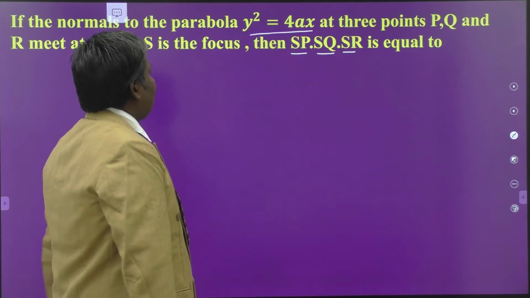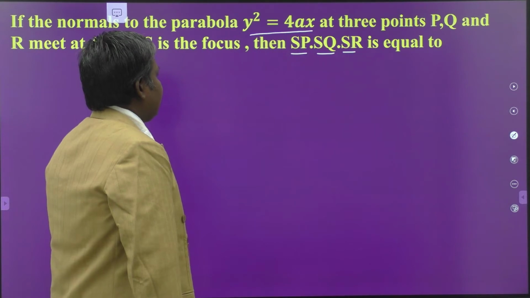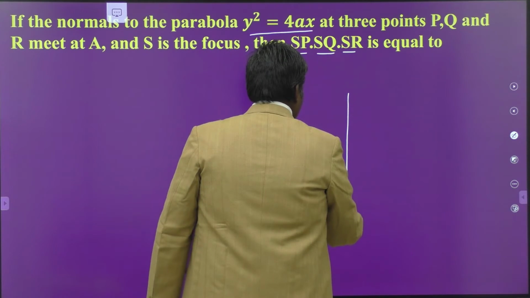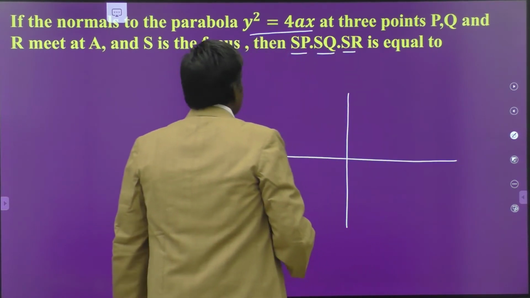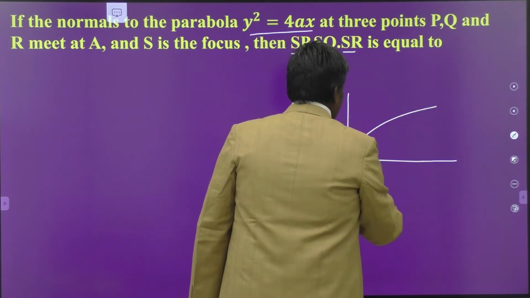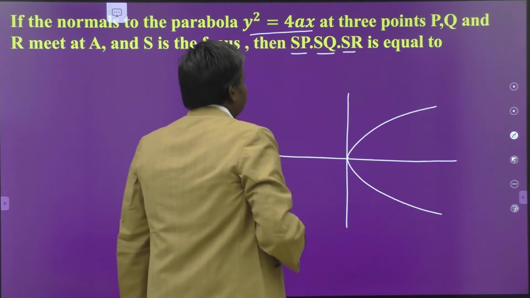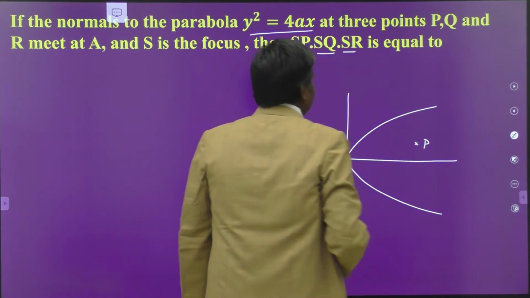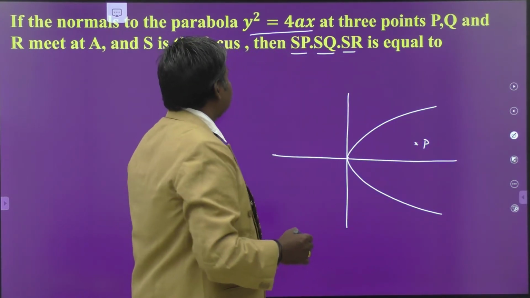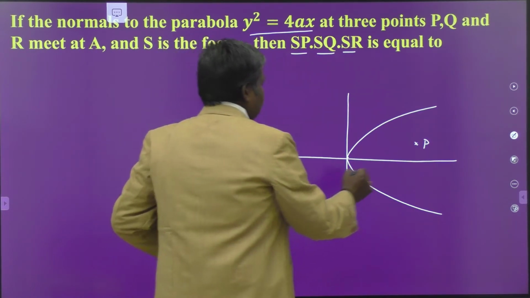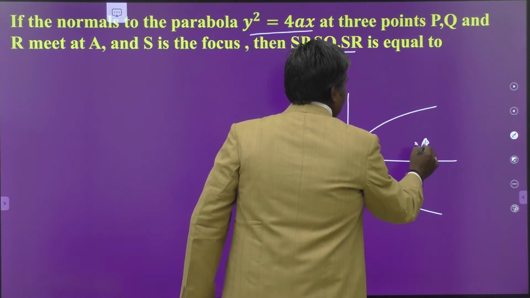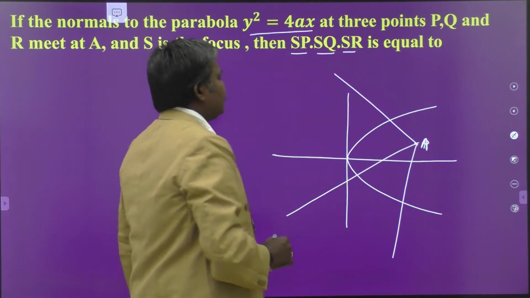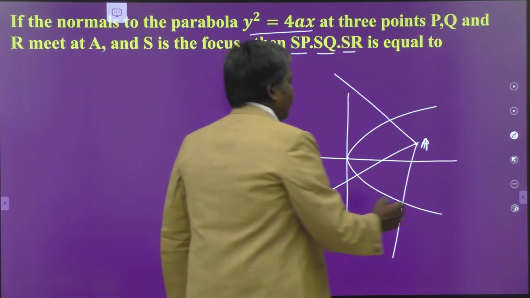So normals to the parabola y square is equal to 4ax at 3 points P, Q, R meet at A. So these are the coordinate axes. y square equal to 4ax is the parabola. Now consider any point in the plane of the parabola. This is my point, say A, because 3 normals meet at the point A. They are given to you. This is a rough diagram for you. These are the 3 normals drawn from the point A.